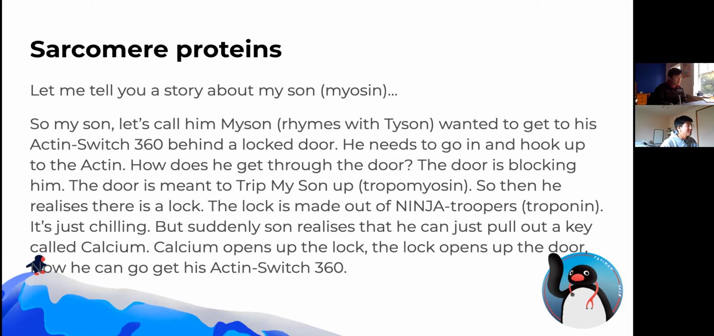So then he realizes there is a lock, and it's made out of ninja troopers, troponin, whatever. It's just chilling. But suddenly, my son realizes that he can pull a key onto it called calcium. Calcium opens up the lock, opens up the door, and now he can get to his actin.